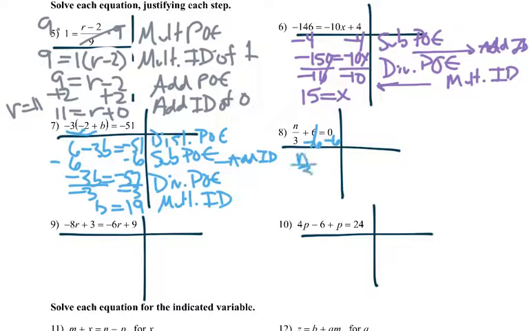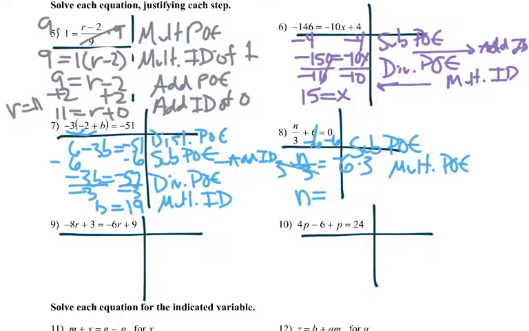Becomes 0. We drop 0 because of the additive identity, but we use the subtraction property of equality. Equals -6 times by 3. Using the multiplication property of equality, that becomes 1. Multiplicative identity means we can drop it, and we get n equals -18.